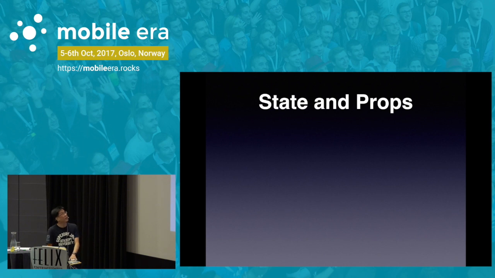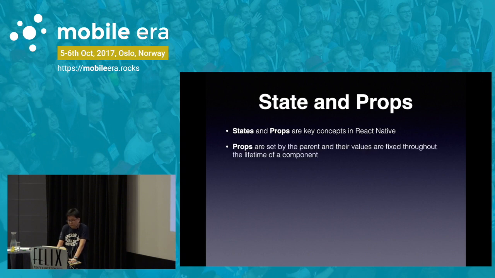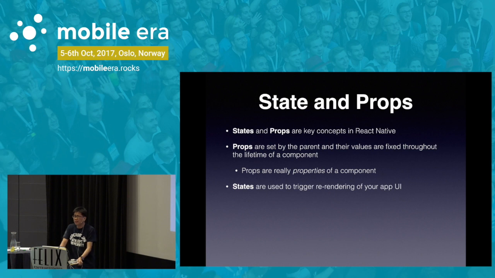Now, the next important thing that I want to talk about is state. This is something that is fundamental in React Native programming. So what are states and props? States and props are key concepts in React Native. Props stands for properties. They are set by the parents, and the values are fixed throughout the lifetime of a component. What is more important is states in this case. States are used to trigger re-rendering of your app UI. So let me show you an example.